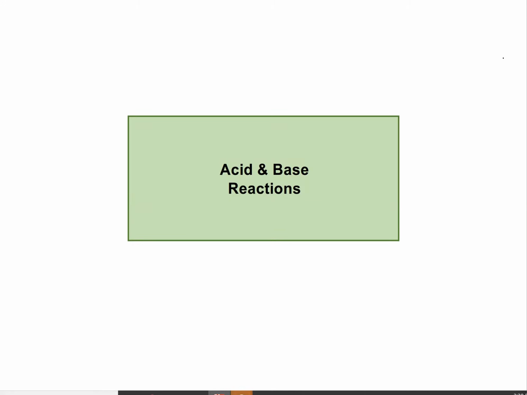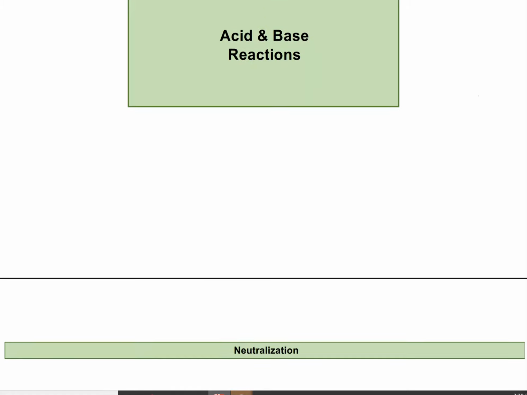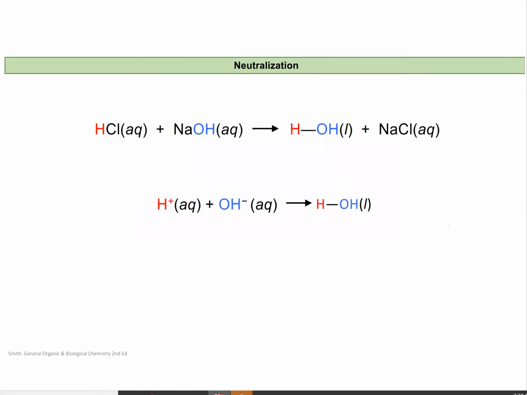In this video, we're going to look more closely at neutralization and dissociation reactions, which are both types of acid and base reactions. Let's start with neutralization. So neutralization reactions bring together an acid and a base to form a conjugate acid and a conjugate base.